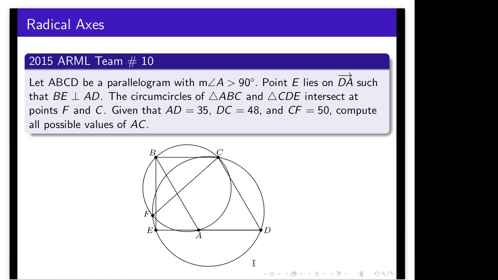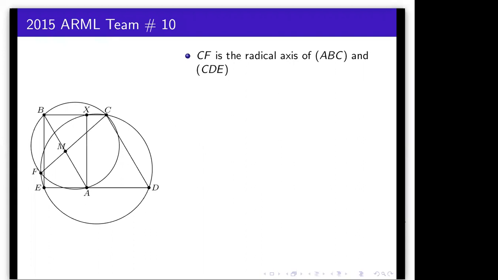So let's move on to working on this problem. A good observation is that CF is the radical axis of the two circles in the diagram. Unfortunately, this isn't super useful right now because the two circles don't intersect in a lot of nice points. There's not much we can say about the relationship between these two circles.